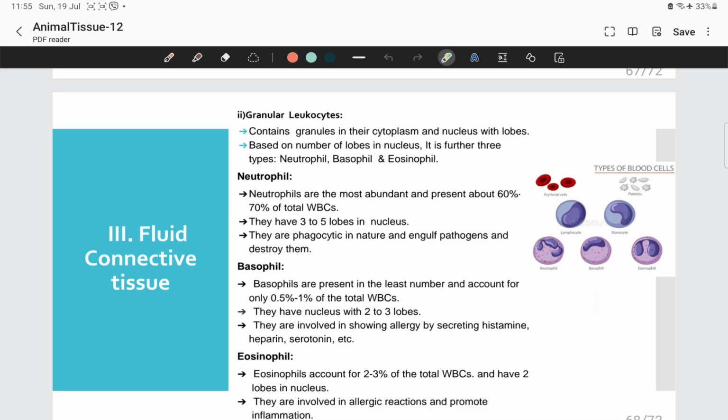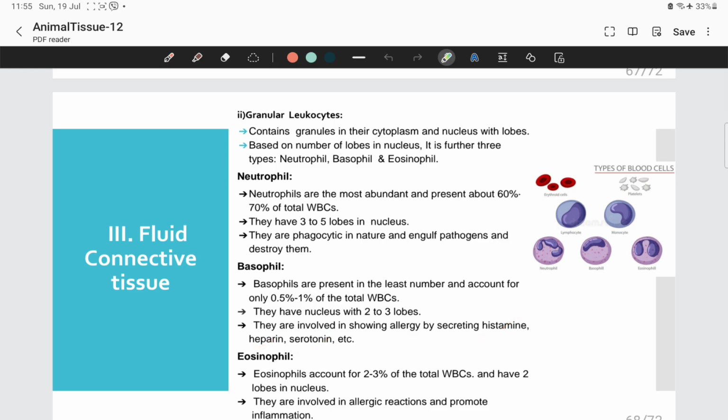Next is basophil. Basophil is present in the least number among the five. It is just 0.5 to 1%, which is really least in number. So it could be asked which one is found in least number, then your answer is basophil. It has got 2 to 3 lobes, and it is involved in showing allergy by secreting those chemicals that we discussed before also. So producing histamine, heparin, and serotonin.